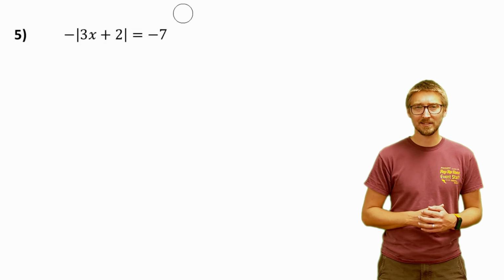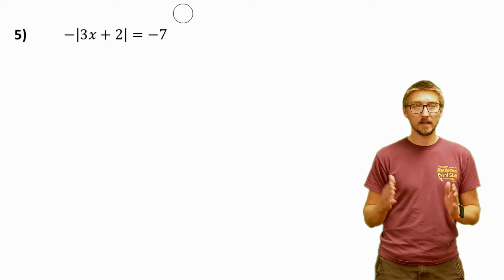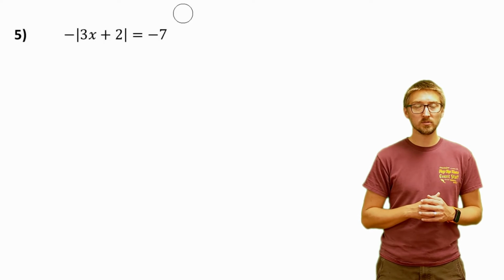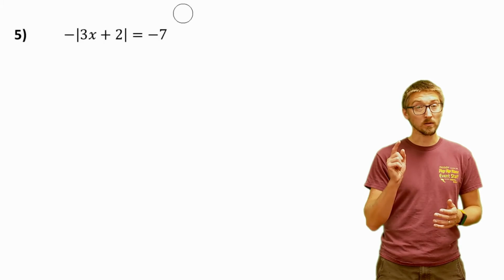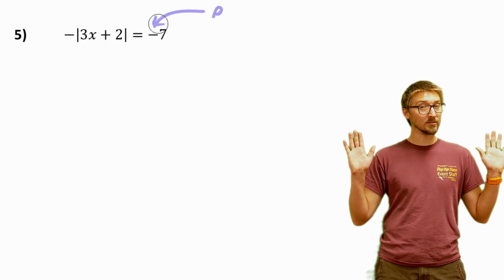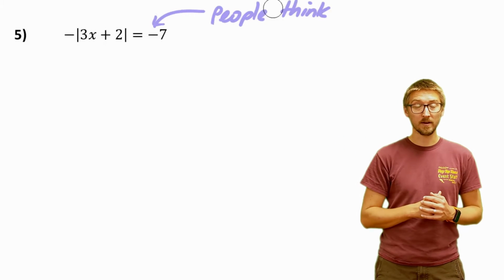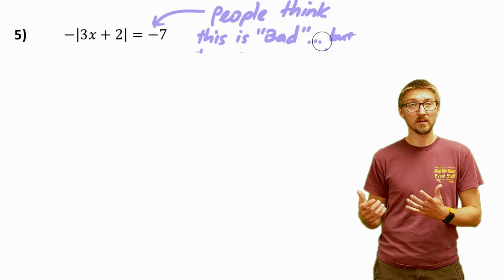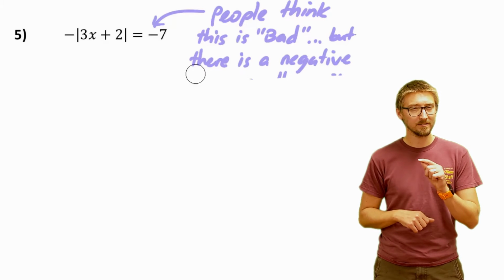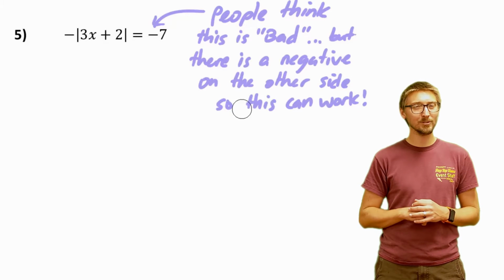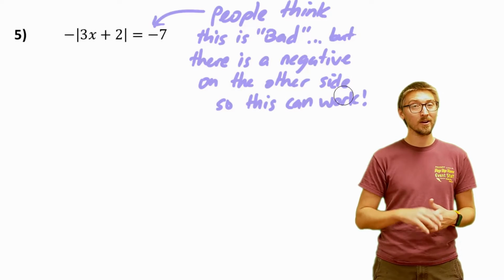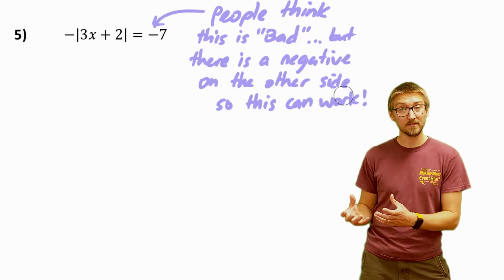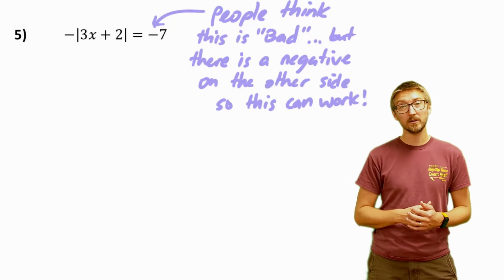Let's ramp up the intensity here a little bit. Question number 5. I have a negative and then absolute value of 3x plus 2 equals negative 7. Now, a lot of people will say, whoa, Mr. Johnson, we can't do this one. There's a negative on that one side. We can't equal negative 7. That's bad. Well, if you're saying that in your head, you missed an important detail. Remember, we can equal negatives if there is a negative in front of the absolute value.